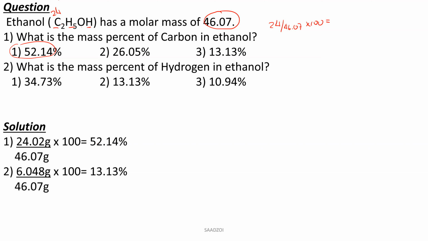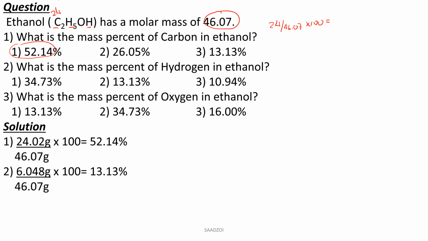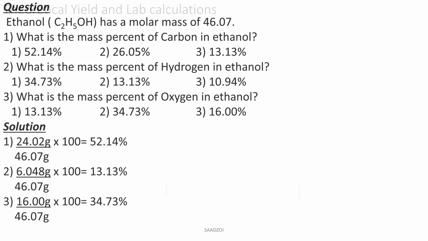So 13.13%. Now, if I were to figure out the mass percent of oxygen, now I could just do that subtraction, right? You could do 52.14 plus 13.13 minus 100%, which will give you the percentage of the answer, or you do 16 divided by 46 times 100, which is 34.73%. Either way is fine. So that's how you do mass percentage. You take the mass of the element, and that's based on the subscripts, right? Even though carbon's 12, there's 2 of them. Even though the hydrogen's 1, there's 6 of them. Divide by the total molar mass. And that'll give you the mass percent.